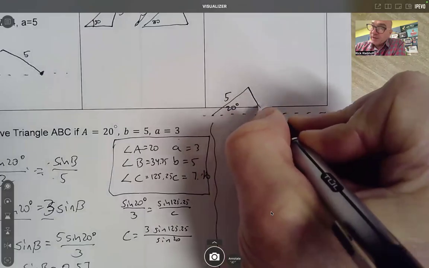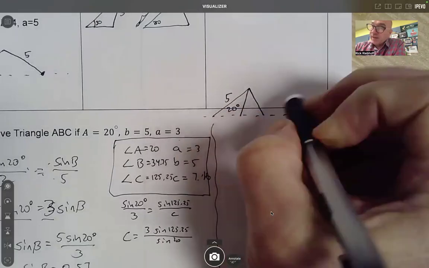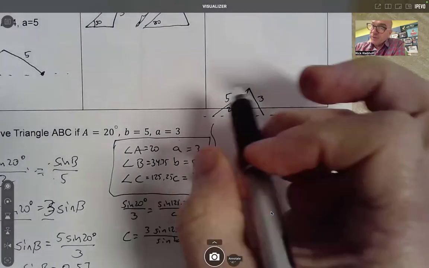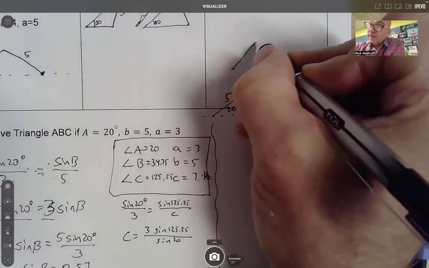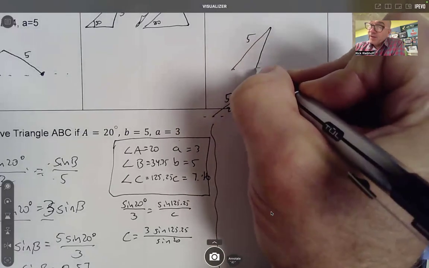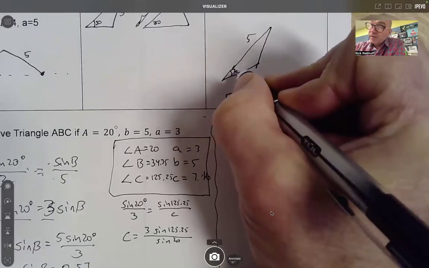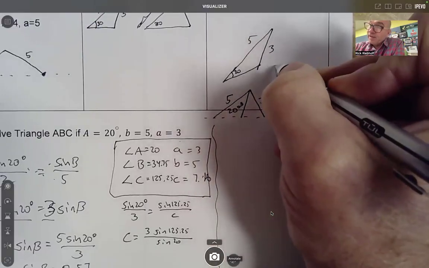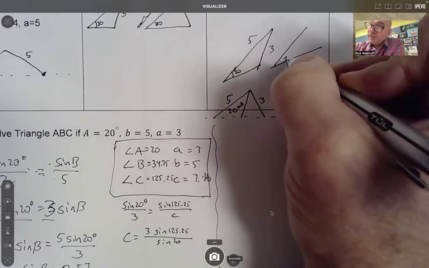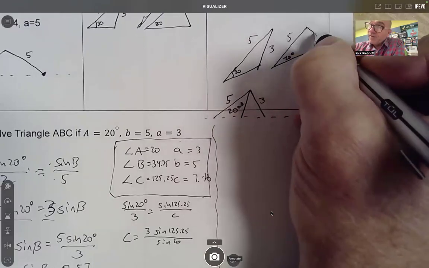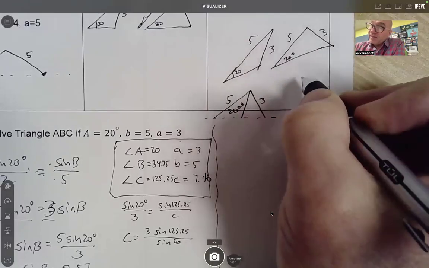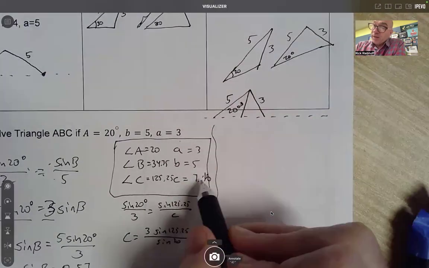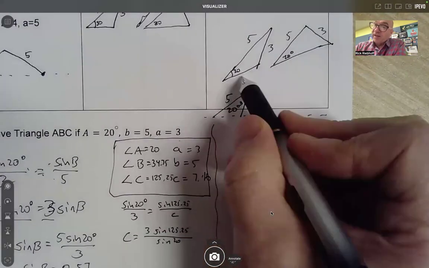two options, right? It's going to go here or it's going to go here. And this is 3 and this is 3, right? So my two options are, I'm going to draw them up here, 5, 20 and 3. Or we've got the same thing with 20 degrees, and we've got 5 and 3 and 20, right? So that's our other option. These are our two options from here. This one got a C of 7.16. So which one do you think it is? This one or this one?